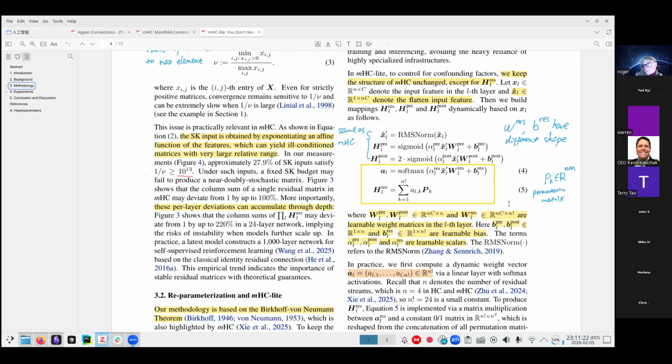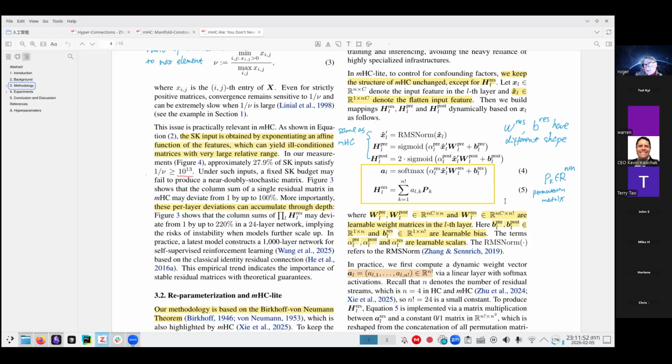Cool. That sounds a lot easier. Yeah, the only problem is the Sinkhorn-Knopp scales a little bit better, whereas this n factorial grows very quickly. But was the four independent streams the actual number they were using in the models, or is that just an example?